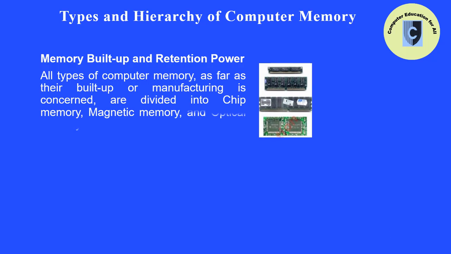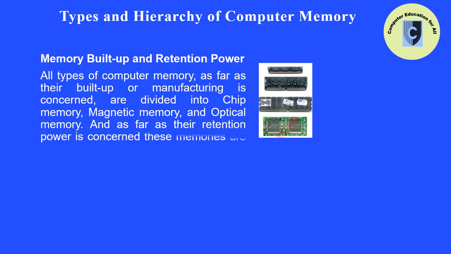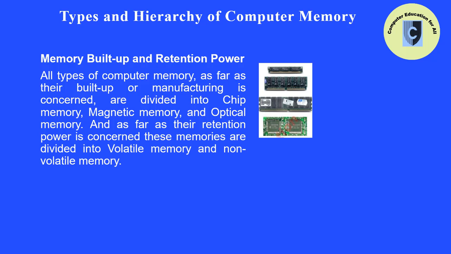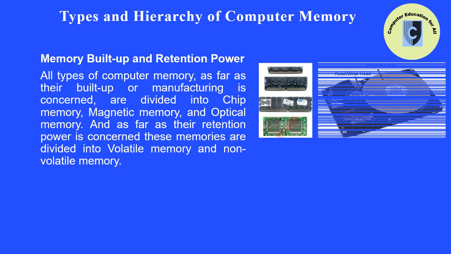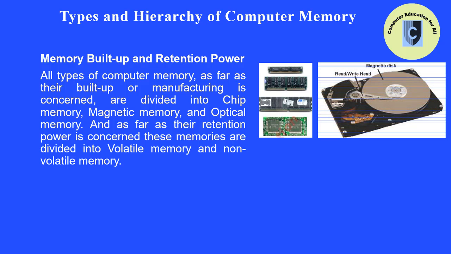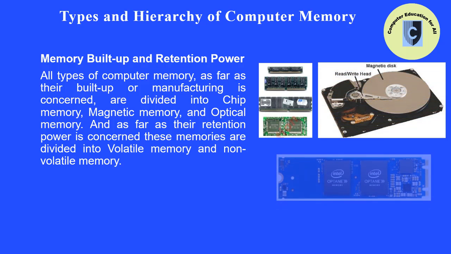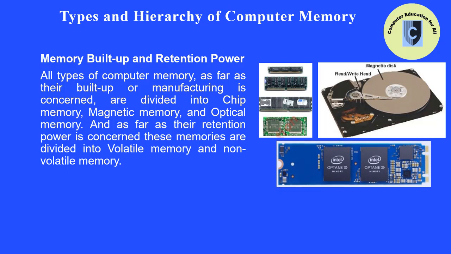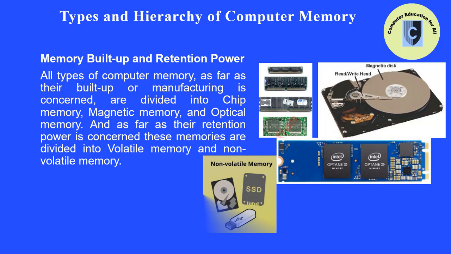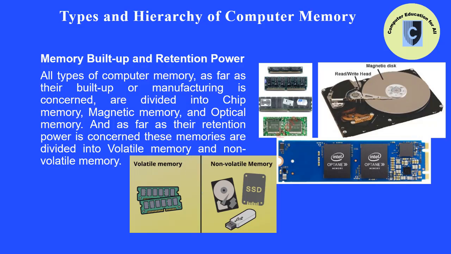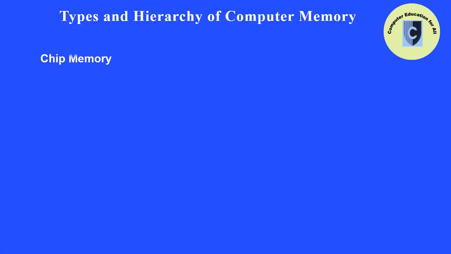All types of computer memory, as far as their built-up or manufacturing is concerned, are divided into chip memory, magnetic memory, and optical memory. And as far as their retention power is concerned, these memories are divided into volatile memory and non-volatile memory.